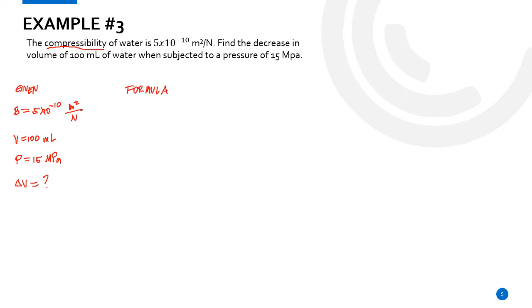So what is the formula of compressibility? Compressibility B is equal to delta V over V all over delta P. That's it, with absolute value on top. Then, solution. So, compressibility B is equal to delta V over V all over delta P. So our compressibility, 5 times 10 raised to negative 10, is equal to delta V, which is what we are looking for, all over 100 ml, all over 15 times 10 raised to 6.